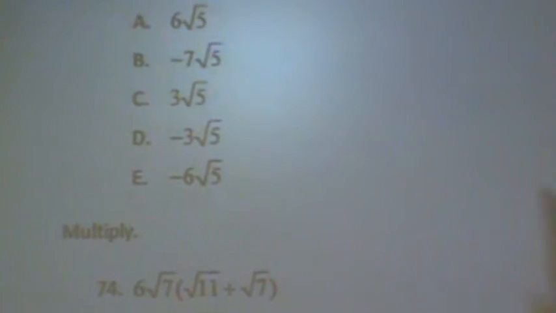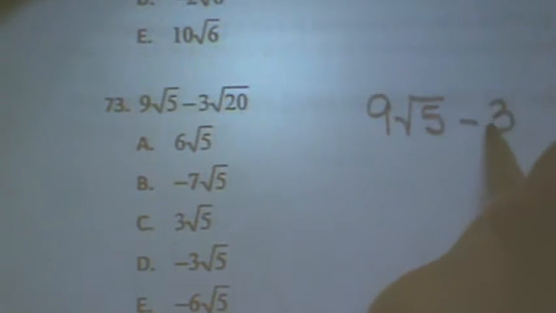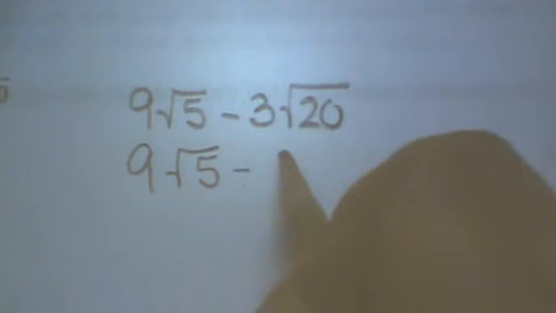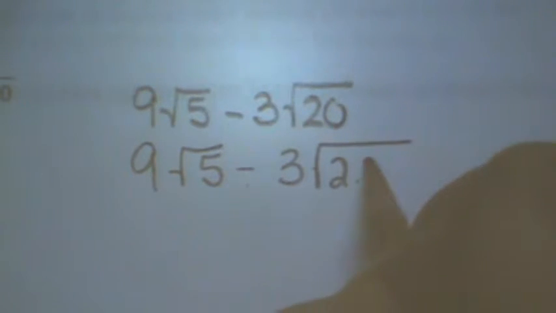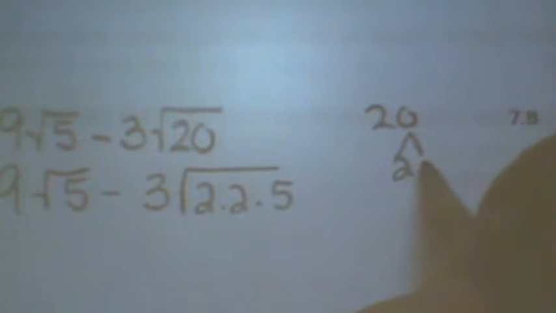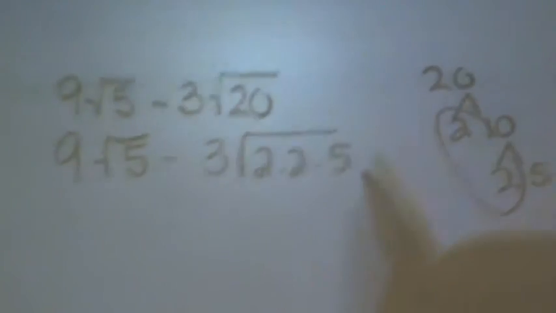73 cannot be added or subtracted yet because you have to break root 20 up. So you have 9 root 5 minus 3 root 20. Now this root 20 can be broken up into 2 times 2 times 5. 20 is a product of 2 and 10, and 2 and 5. So the 2 comes out.